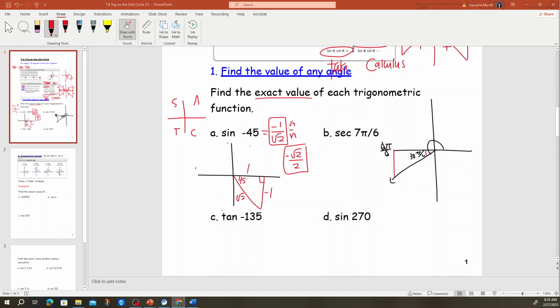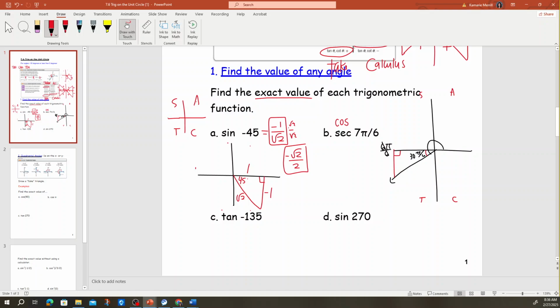All right, now let's go ahead and label the sides. So let's do the all students take calculus. So secant is the reciprocal of which one? It's cosine's reciprocal, right? So should cosine be positive or negative in this quadrant? Let's go with negative here. It's going to be negative. Yeah. Or just remember your sides.